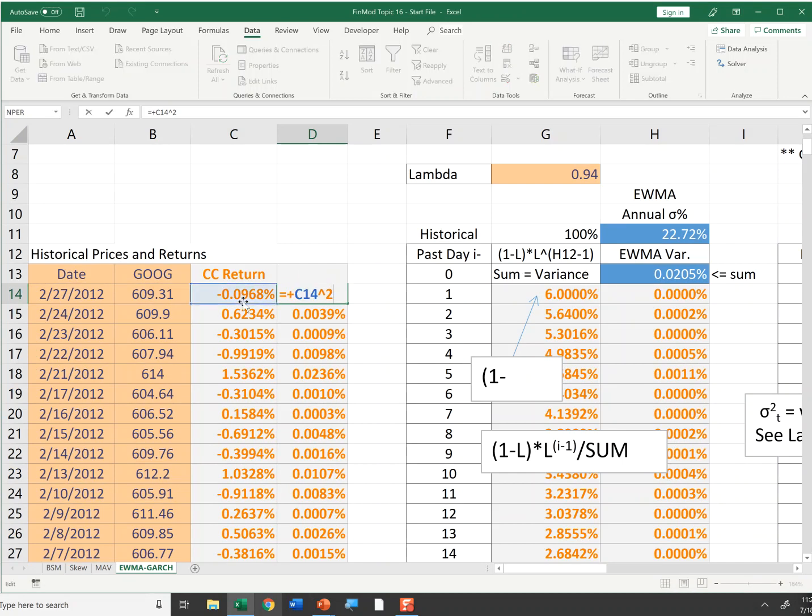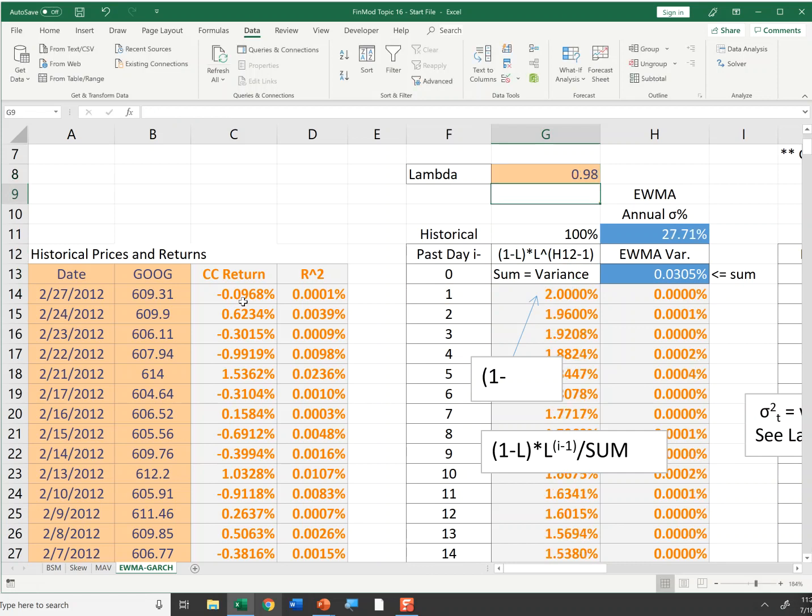I then squared them. I then have my 1 minus lambda times lambda to the i minus 1. So notice when I take 1 minus lambda times lambda to the i minus 1, I could use a lambda of, say, 0.98. When I do that, the weight for the most recent day will turn out to always be 1 minus lambda.